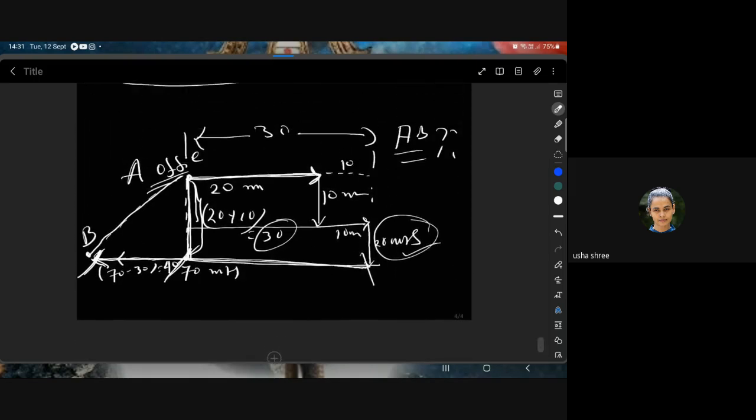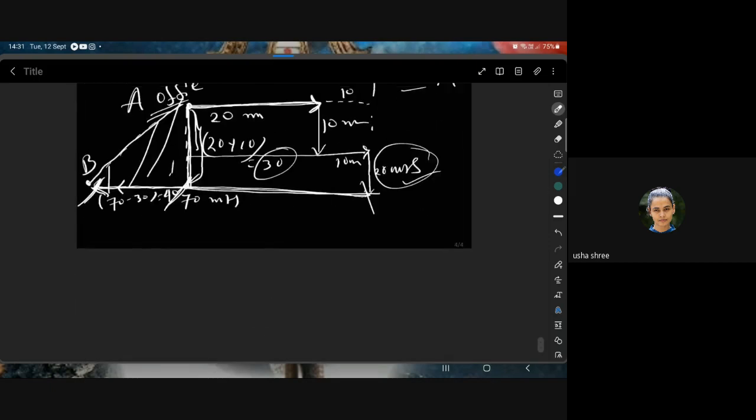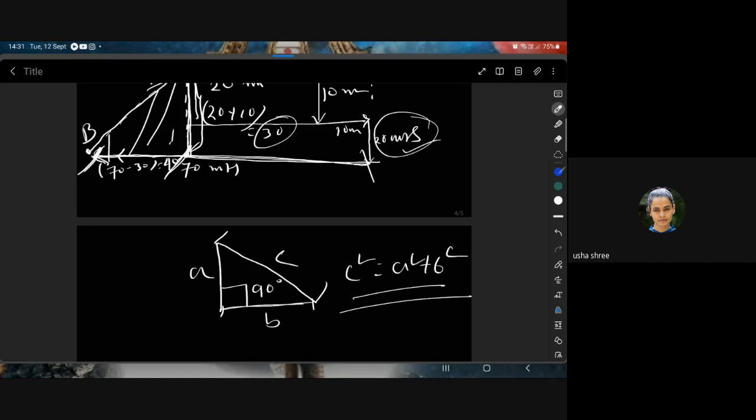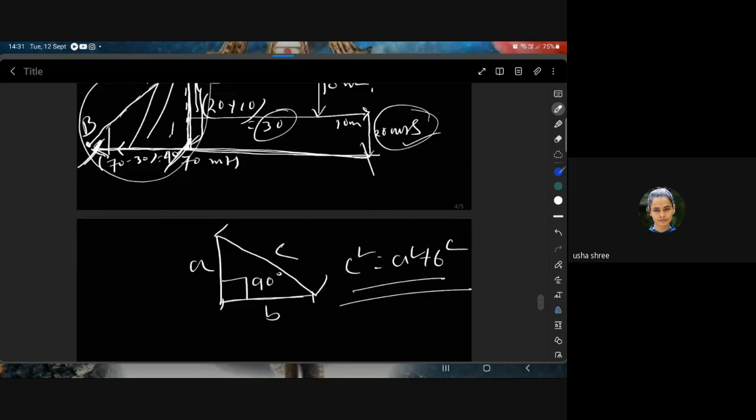Okay. Now you have to find, if you see this area, a triangle has been formed, right? This looks like a right angle triangle. One angle of this triangle will be 90 degree. Suppose the length of this side is A, this side is B, and this side is C. This is called hypotenuse. So C square equals A square plus B square. This is the Pythagoras theorem. So exactly this part is looking like a right angle triangle.